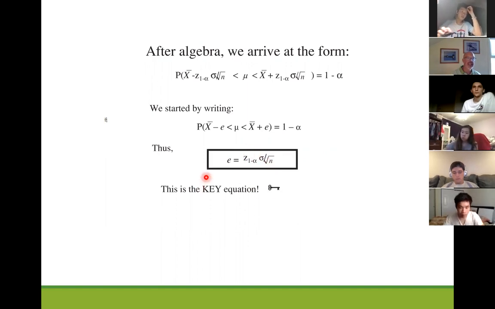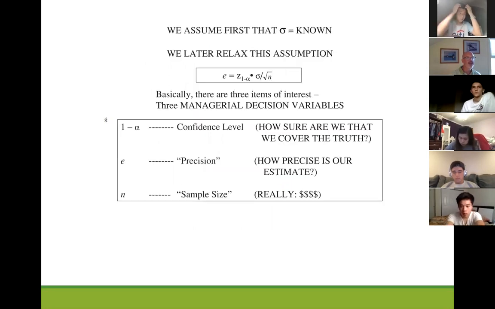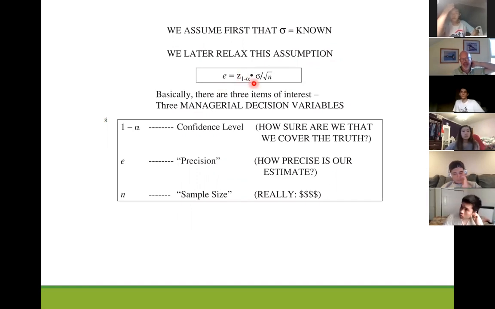This is a key equation. You definitely want to know this equation and write it down, because you're going to be able to manipulate it to do a lot of fun things. All right, let me go forward a little bit. We assume that sigma is known. We're going to relax that in a minute. So E equals Z sub 1 minus alpha, which means the Z for that confidence level, times sigma over radical n. So really in this equation, 1 minus alpha is our confidence level.